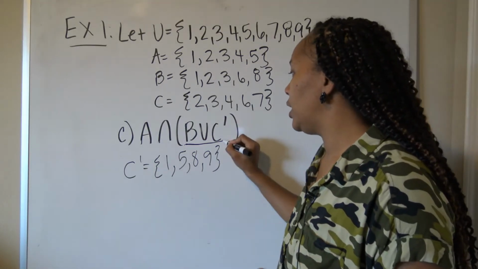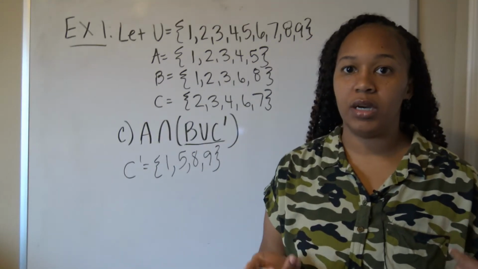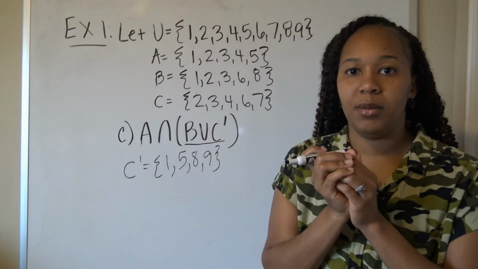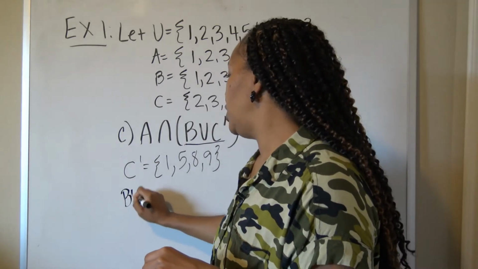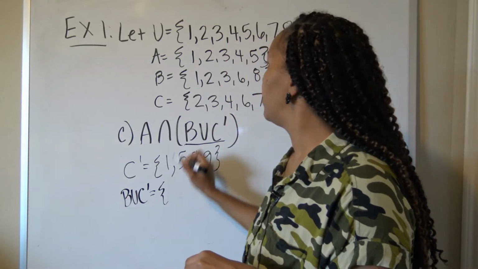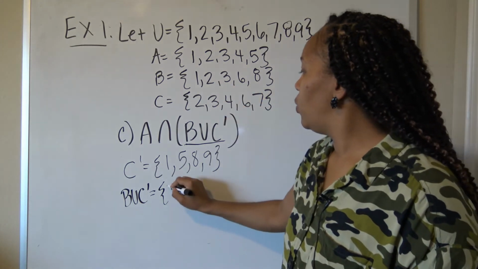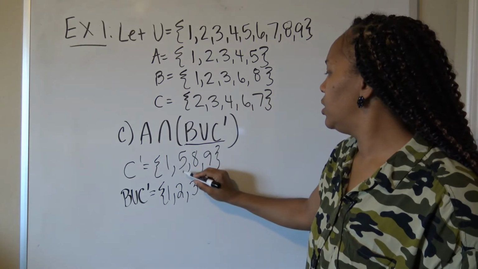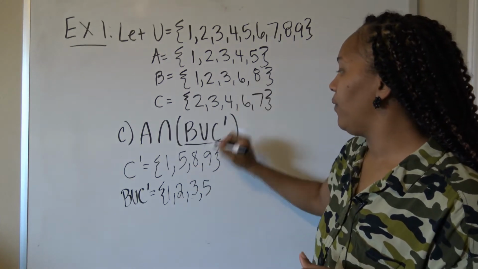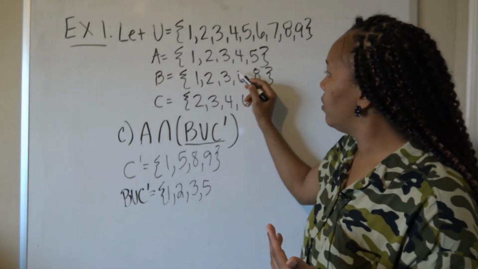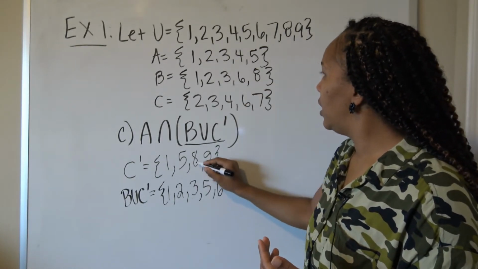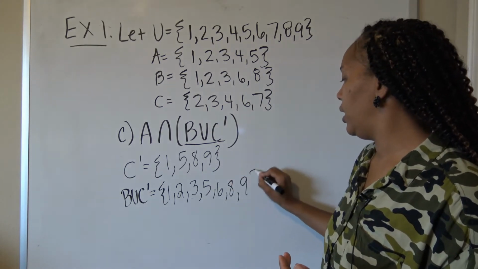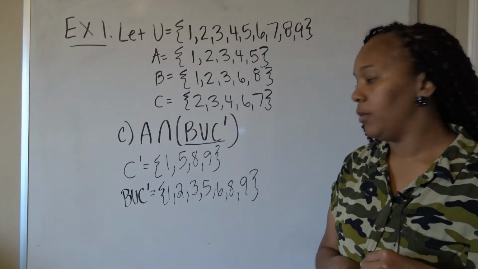Now I can do the inside of these parentheses, which is B union C complement. So that means I take everything from set B, everything from set C complement, and I put them all together. So B union C complement would be: B has 1, 2, and 3 in it. And then C complement has 5. And I'm just going back and forth because I want to list them in order. So then B has 6 in it. B has 8 in it. And then C complement has 9 in it. So that's what B union C complement would look like.